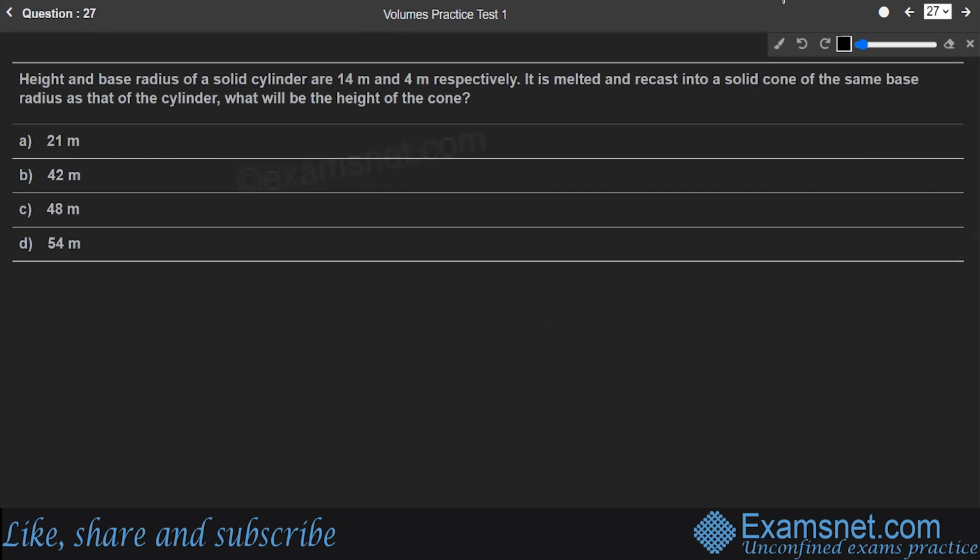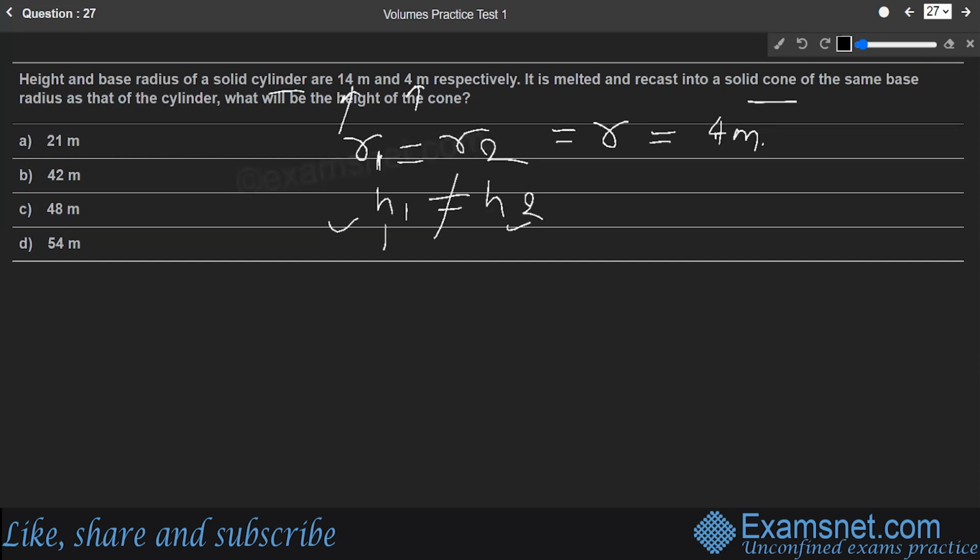Then he says height and base radius of a solid cylinder are 14 and 4. So height and the radius of a cylinder are already given to us. It is melted and recast into a solid cone of the same base radius as that of the cylinder. What will be the height of the cone? So the radius of the earlier cylinder is equal to the radius of the new cone. So we can treat this as only r, which value is given as 4 meter, and the height of the first cylinder is different from the height of the cone. So these two will be treated as h1 and h2, where h1 value is already given to us as 14 meters. So let us apply this.